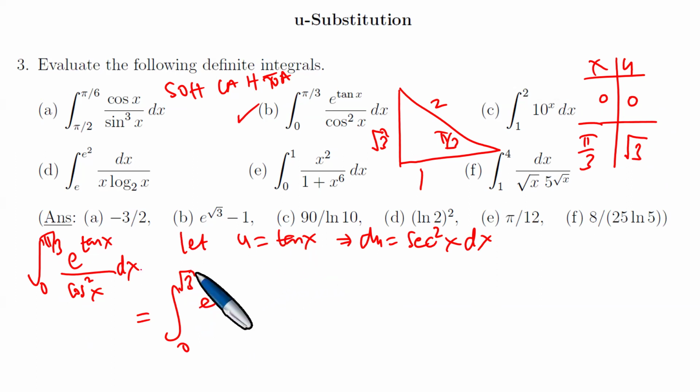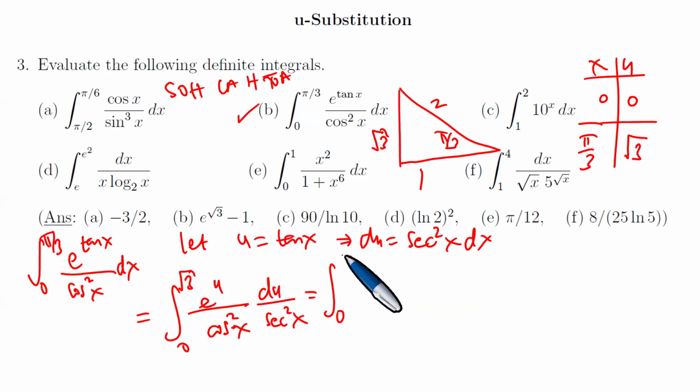e to the power tan x is e to the u, and you have the cosine squared. dx is du over sec squared x. Let us check. e to the u. What is 1 over sec squared? 1 over cosine squared is sec squared.